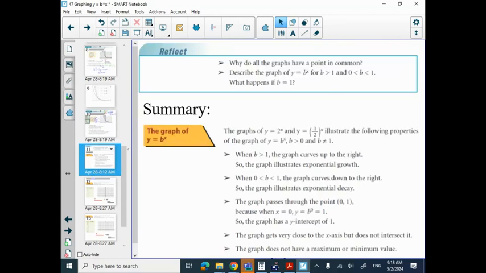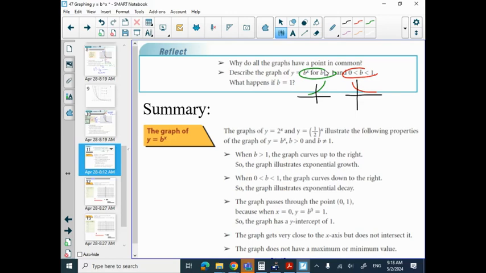So the summary of this: we have the graphs of b to the x when b is greater than 1 and when b is between 0 and 1. We know that from what we just did on the previous page, right? So for greater than 1, we've got this kind of graph, and for between 0 and 1, we've got this kind of graph. I'll put axes on there so they look more like graphs, but we have this kind of thing and this kind of thing.